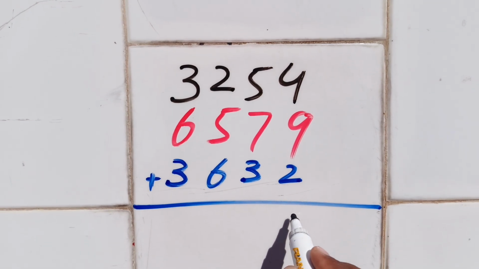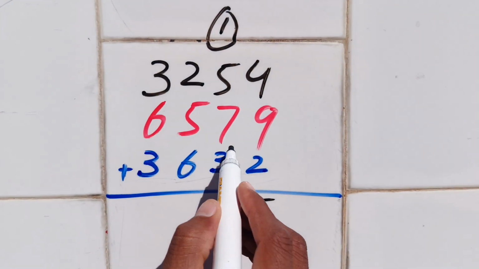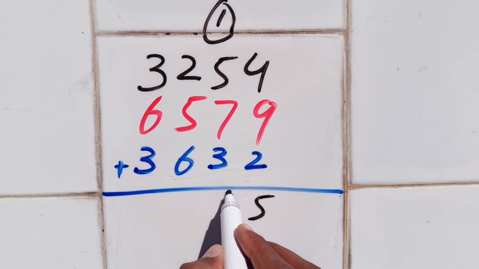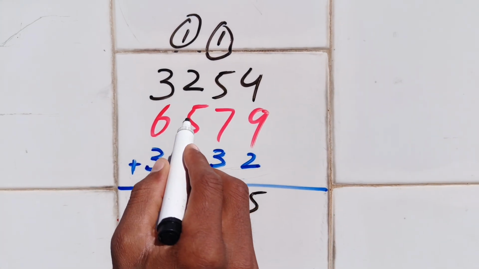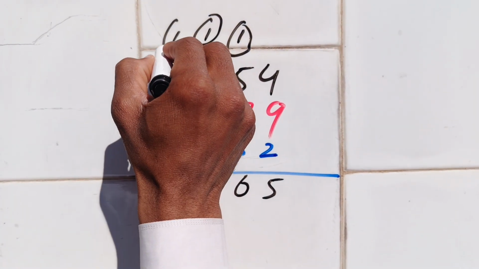Now we are going to 4-digit addition. 15, 1 carry. 15 and 1 carry add 16, and again 1 carry. 2 plus 5, 7. 7 plus 3, 13, and 1 carry add 14, and 1 carry.